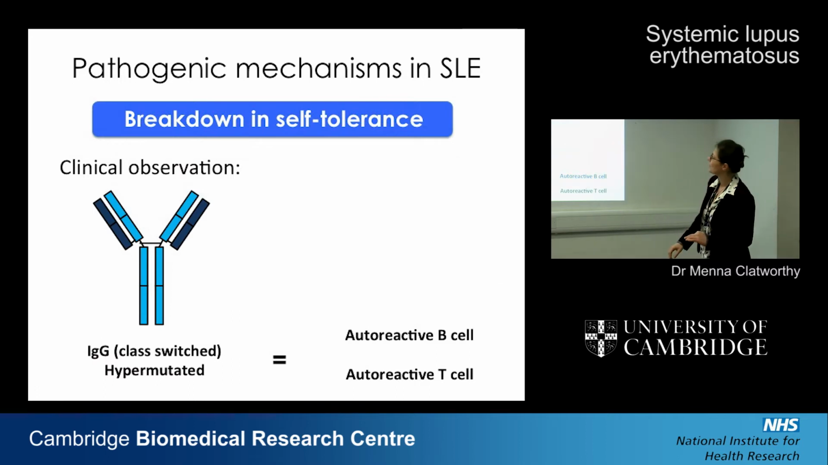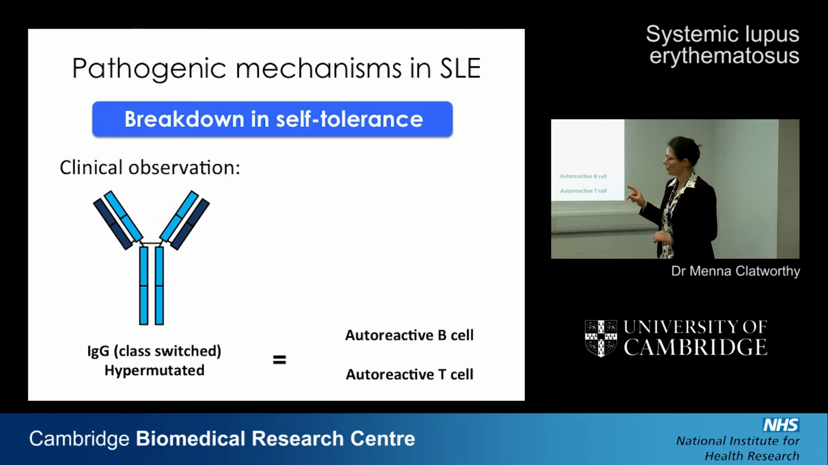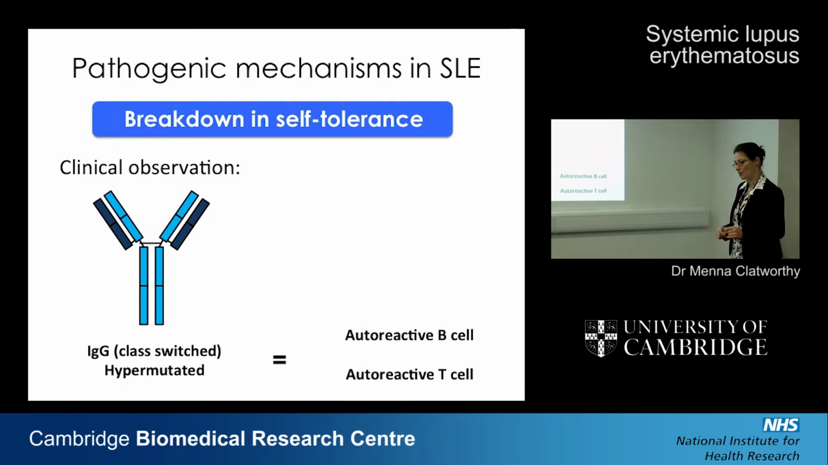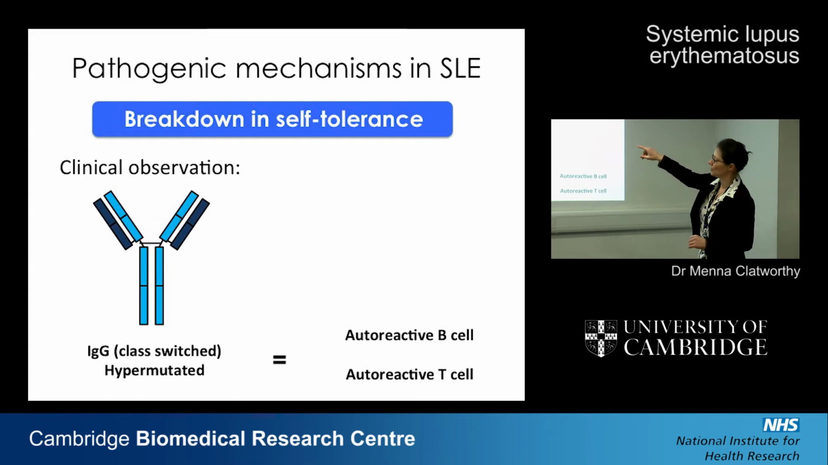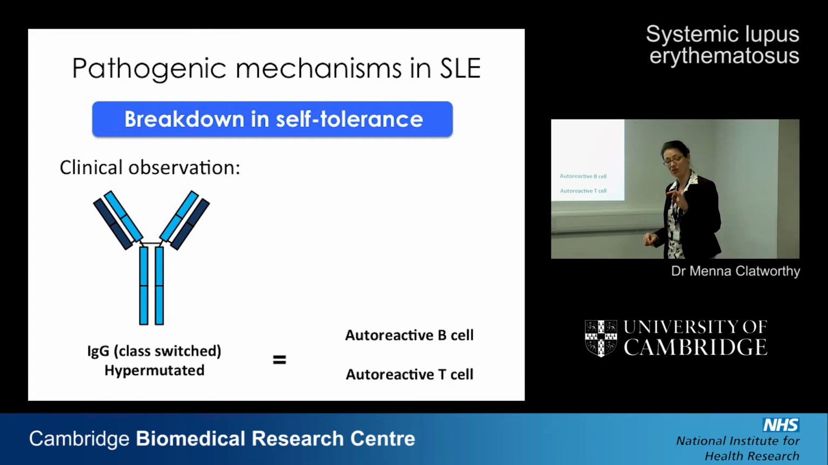Now, if we're thinking about the breakdown in self-tolerance point, the first part of this, our clinical observation actually tells us a really critical thing. So these autoantibodies, I told you that they're IgG autoantibodies, they're a particular isotype. And that actually has a significance. It tells us something already about what must be contributing to the breakdown in self-tolerance. And these antibodies are not only IgG, so what's called class-switched, they're also what's called hypermutated. So if we looked in their variable region genes, we would find many mutations introduced into them compared to baseline.